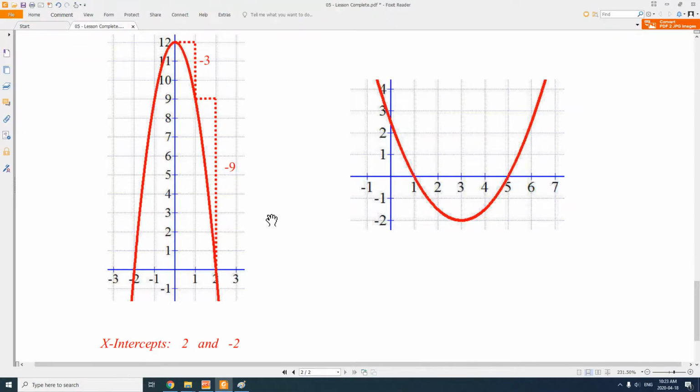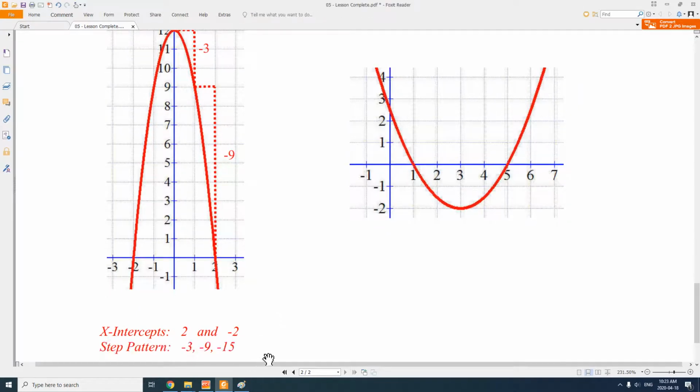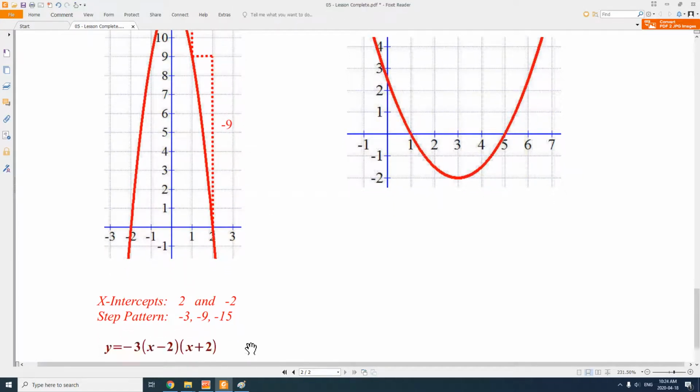-3, -9. Oh, okay, so that tells me I know what my step pattern is. It was just multiplied by -3. So -3, -9, -15, right? Because I just took my basic parabola, or my basic step pattern, 1, 3, 5, and multiplied it by -3. So when you're using this method, you really only care about that first step, because that's going to give you the a value right there, -3. All right, so now I have an equation. y equals -3 for my a value, (x minus 2) from one x-intercept, (x plus 2) from the other.